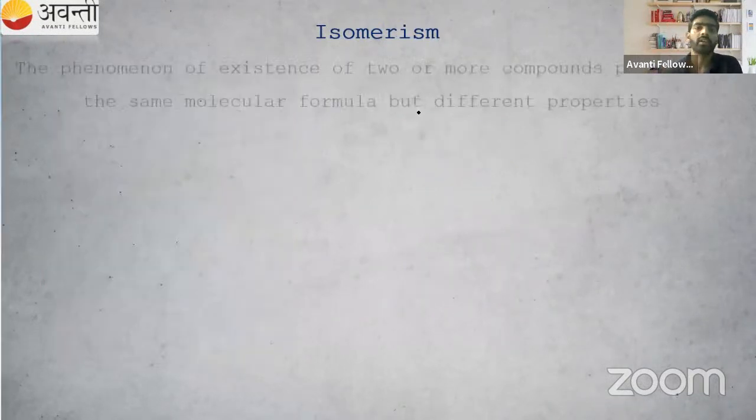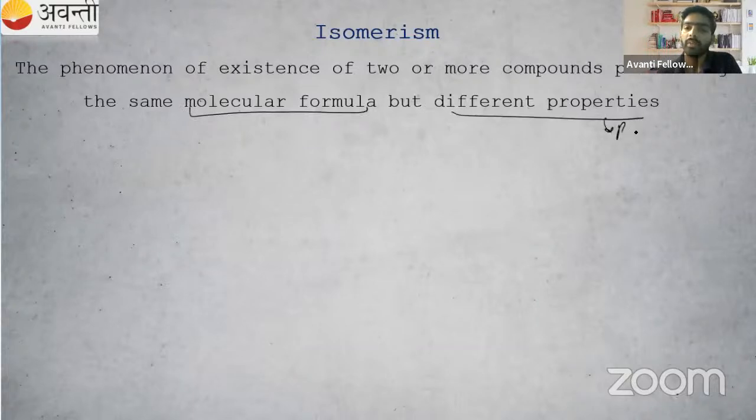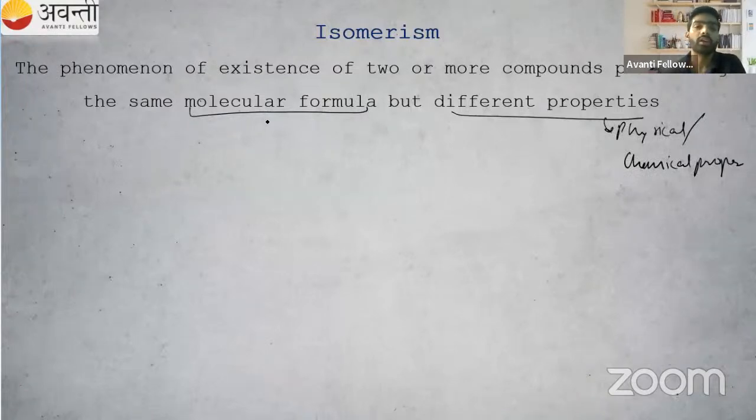Going on to the next, what does the word isomerism mean? It is the phenomenon of existence of two or more compounds having the same molecular formula but different properties. That means they will have different physical properties and different chemical properties. But here their molecular formula is going to be the same. That means the number of carbon, hydrogen or oxygen atoms are all going to be the same. Phenomenon is nothing but the process of existence.